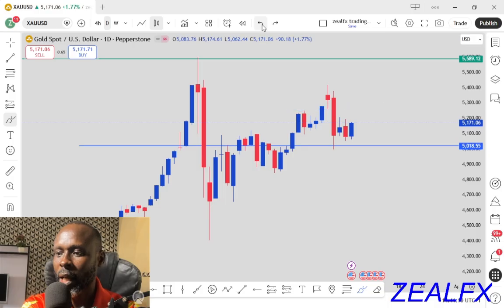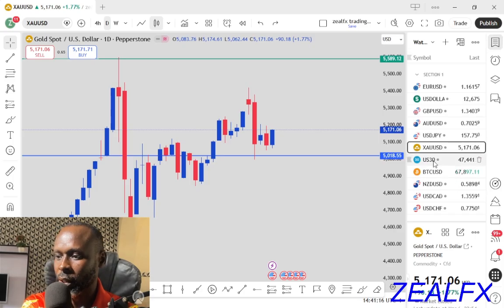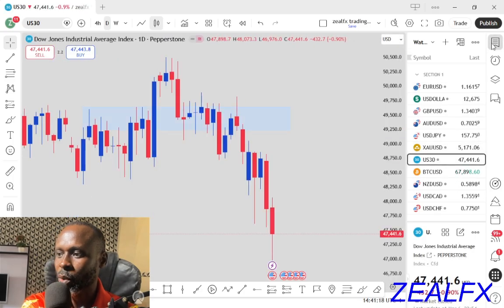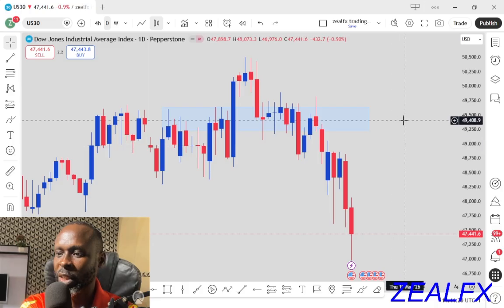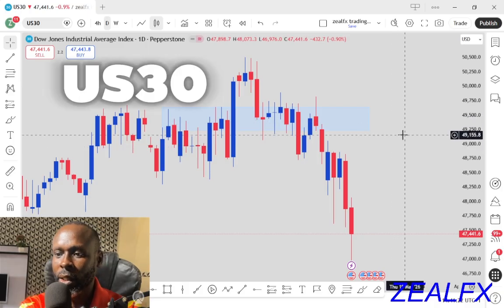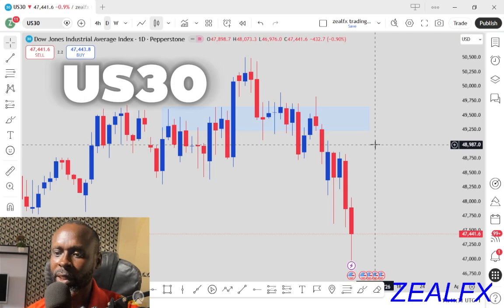So let's look at our next pair, which is the DXY. I'm just introducing the DXY for the first time in my Forex Weekly Analysis. So the DXY is one of the good pairs to trade. It's not bad trading the DXY. So let's break down the analysis of the DXY.